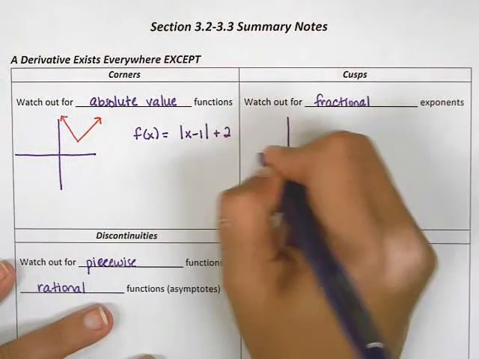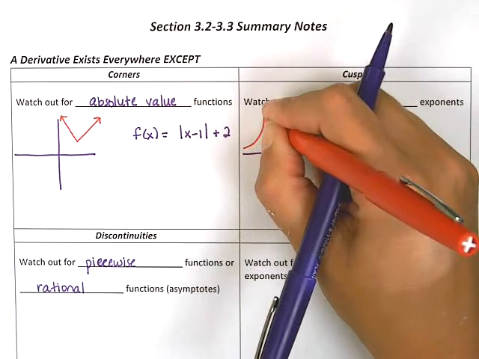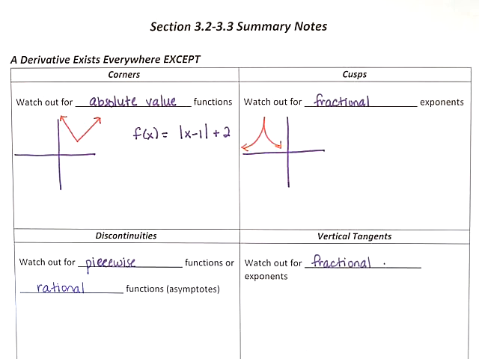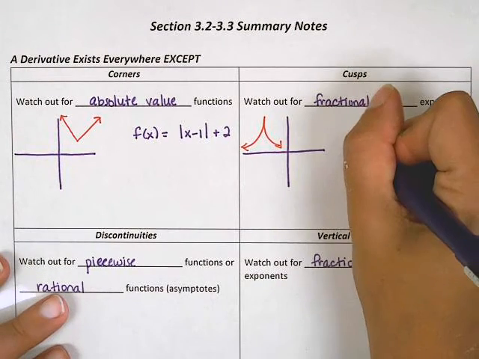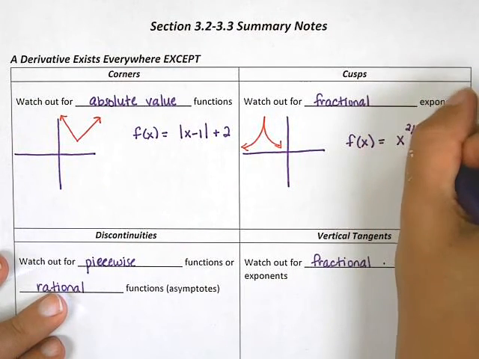Cusps look sort of like very steep but connected pointy spots. So it's not quite like an asymptote where it doesn't actually connect. It is continuous, it's just it's not going to have a derivative. An example would be like f of x equals x to the 2/3.